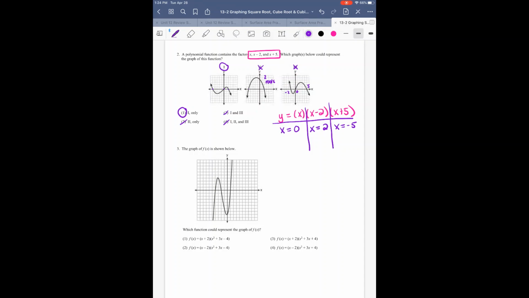Okay, let's check out number 3. This is the shape of a cubic graph. That means it's going to be like an x cubed looking function.